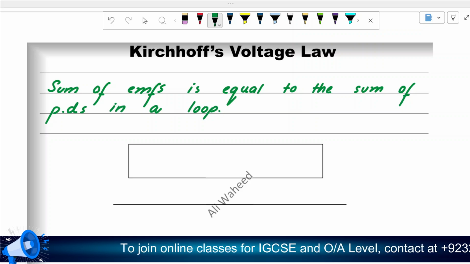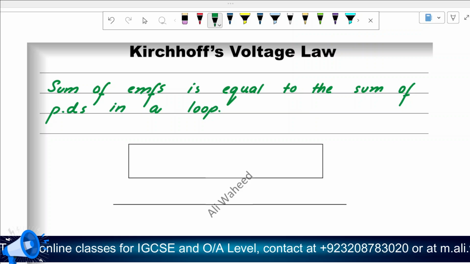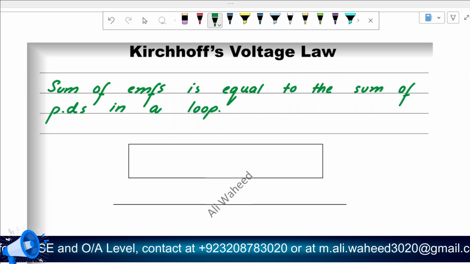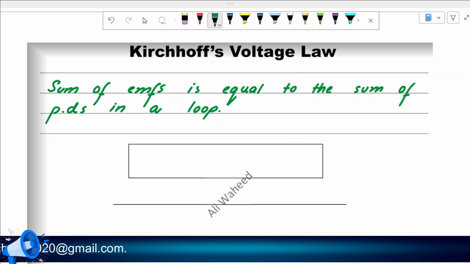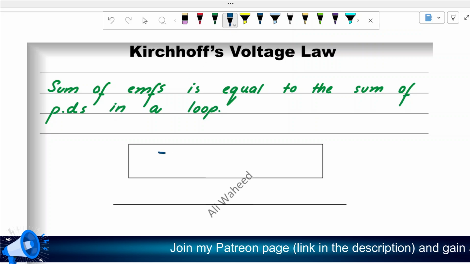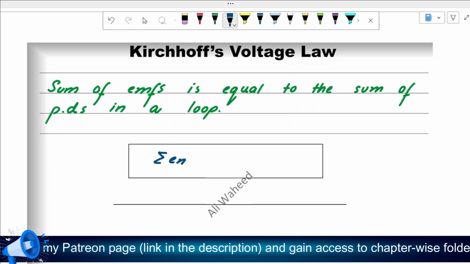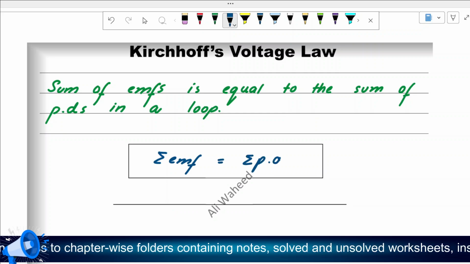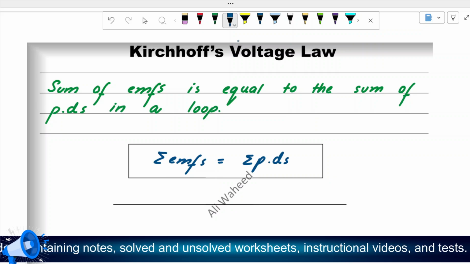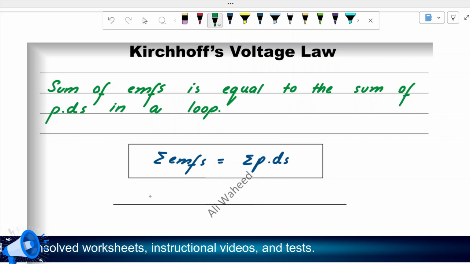Alright, so we have a pretty simple definition. The sum of EMFs is equal to the sum of potential differences in a closed loop. That's it for the definition. Sum of EMFs equal the sum of PDs in a closed loop. So mathematically I can write it this way. The sum of all the EMFs equals the sum of PDs in a closed loop. And this law, Kirchhoff's second law or voltage law, is based on the law of conservation of energy.